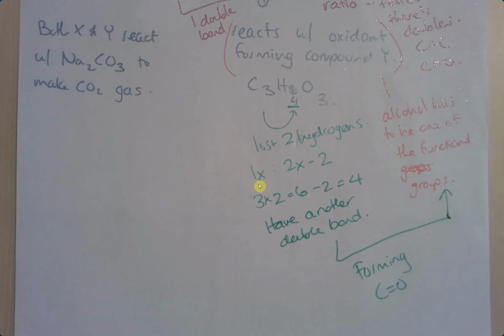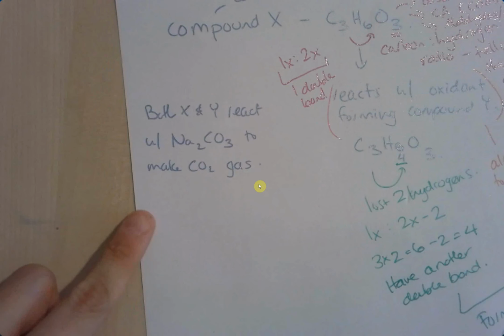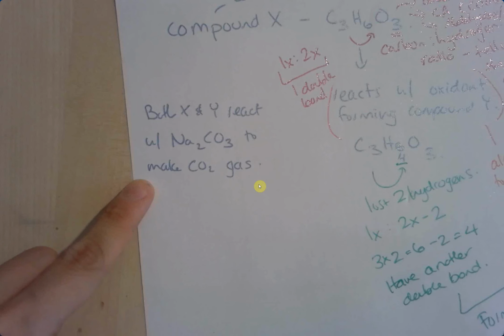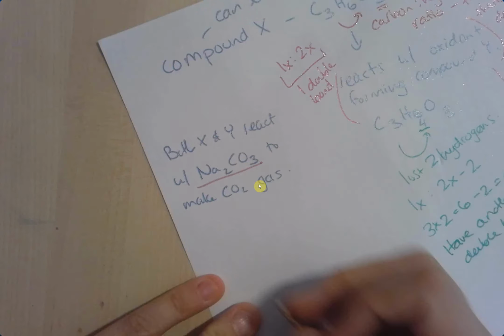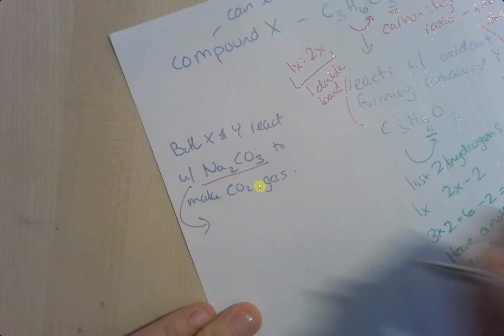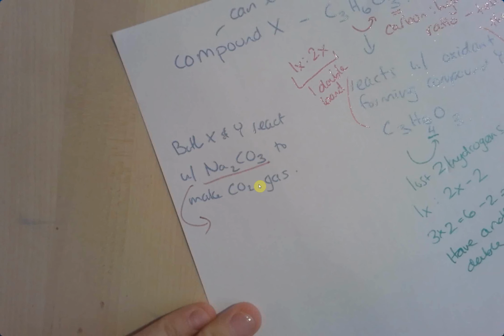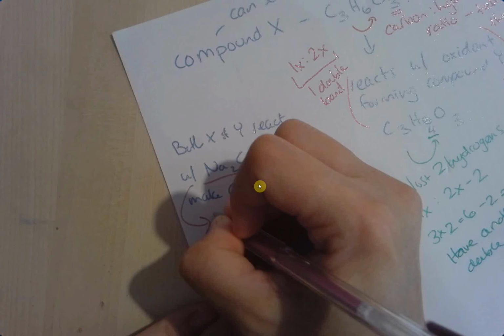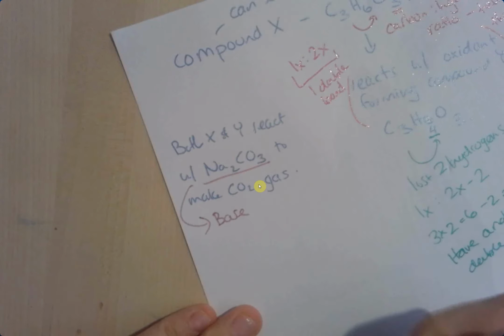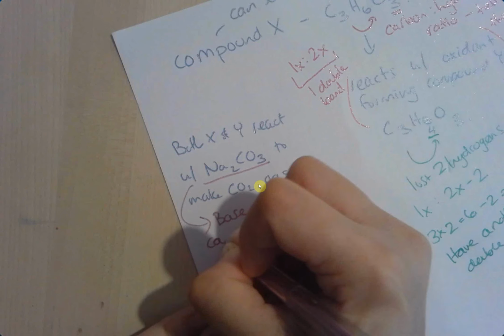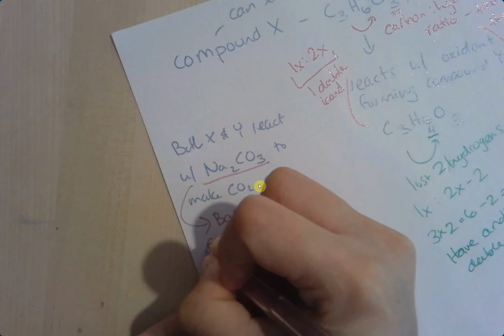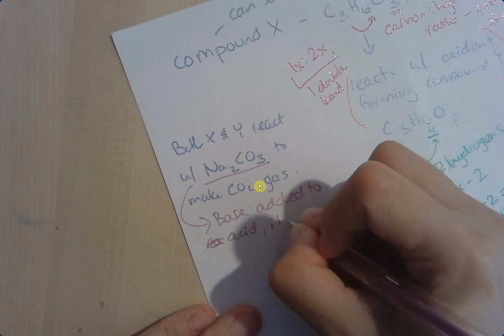is that both X and Y react with sodium carbonate to make CO2 gas. So if you guys remember from, I want to say it must have been year 11, you talked about sodium carbonate, and you talked about how sodium carbonate is a base. And when you add it to an acid, it makes CO2.